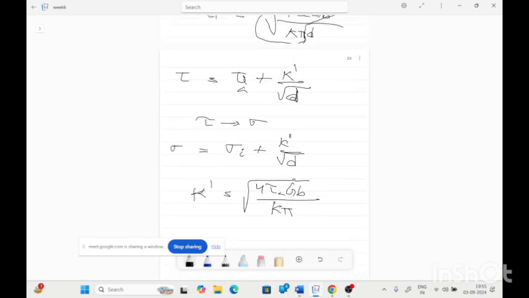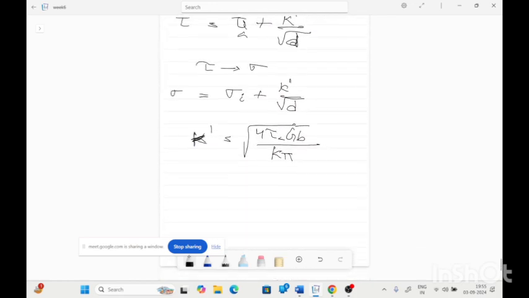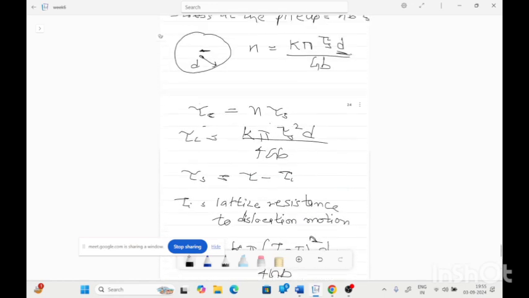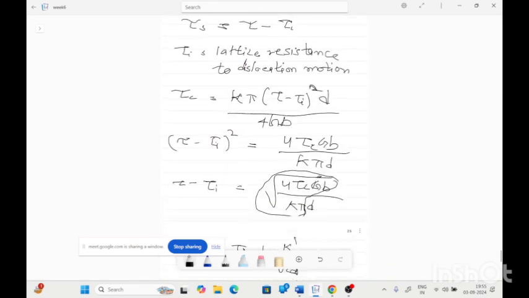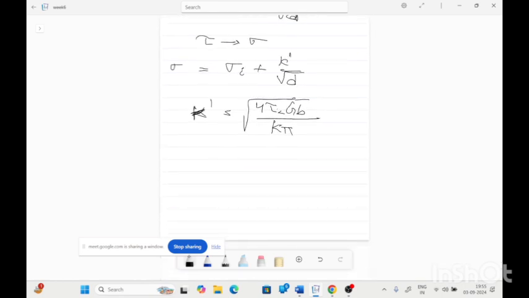In this way we can derive the Hall-Petch relation for a dislocation pileup near the grain boundary. So a dislocation pileup creates the increase in strength, from this equation. Yeah, so today's lecture content is over.